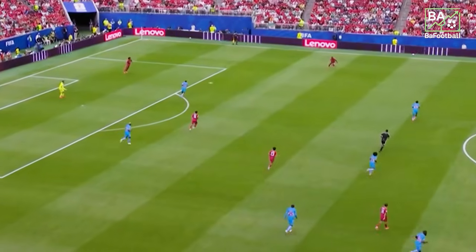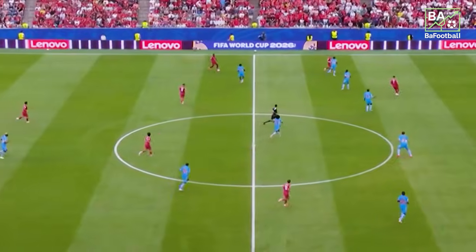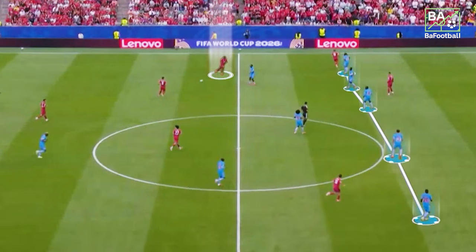Once again, we see Congo's compact defensive block, well organized and tightly packed in central areas, making life difficult for Portugal's attackers. However, one of the most effective solutions against such a low block is off-the-ball movement from deep areas, especially runs that are difficult to track.